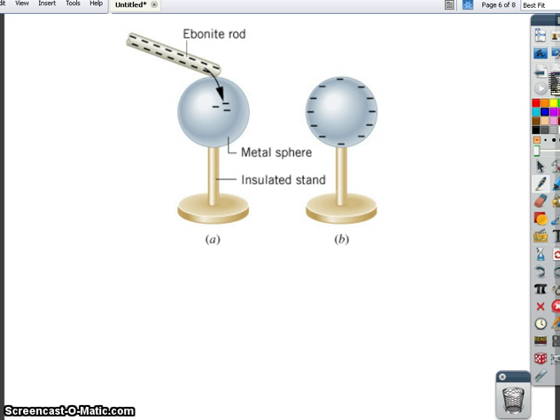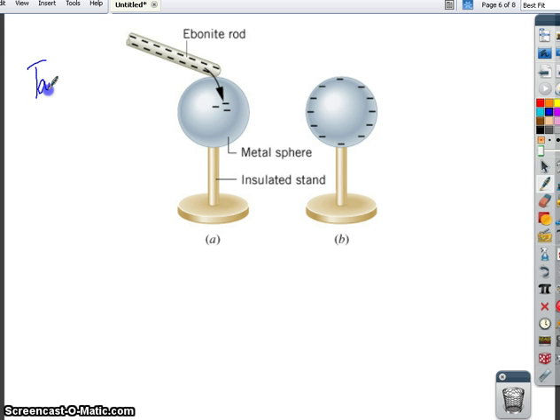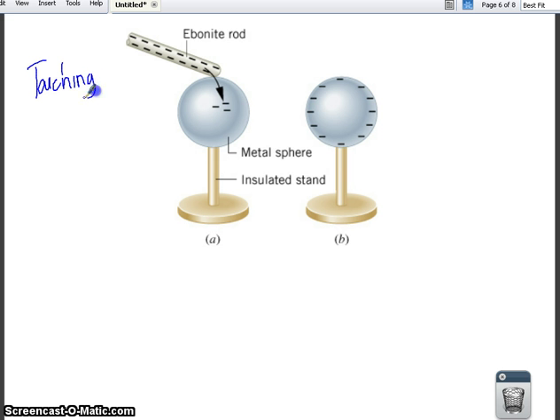Charging by contact literally means two things are touching, and then there is also a transfer of electrons. So in this example right here, we have this ebonite rod that's negative, and we touch a metal sphere. Why do we have a metal sphere? Because this is a conductor. The electrons are going to transfer to this.